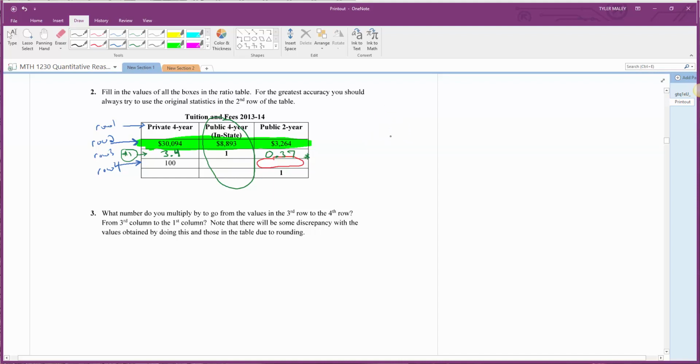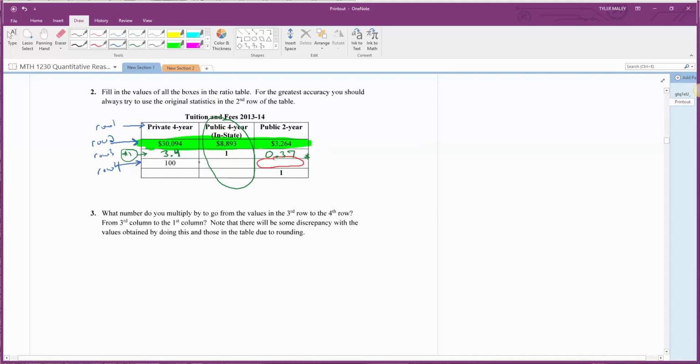The nice thing about a proportion table, or ratio table, is that we don't necessarily have to write proportions each time. We can just visualize in our head what would go where. The rules are that you want to compare like row to row, and you have to be comparing things in the same columns.